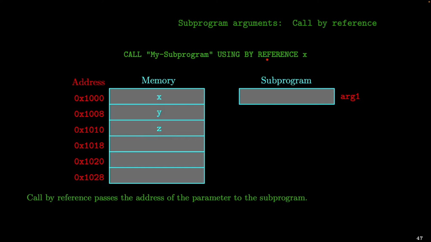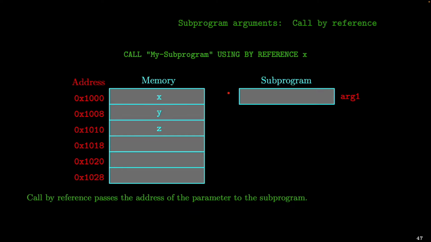So this is the example I'm using. Call my subprogram using by reference x. So this means my subprogram expects one argument, one parameter, and we give this in the variable x. And we want to pass it by reference, as we say here. So what's the setup? Let's say we have three variables, x, y, z, that are located somewhere in memory, and here these are the addresses in memory. Of course, these are just made up. Normally the addresses would be on a much larger scale, but just for the sake of examples.